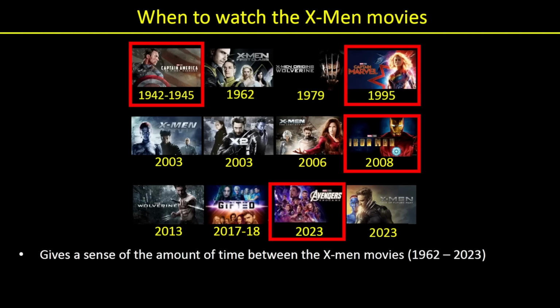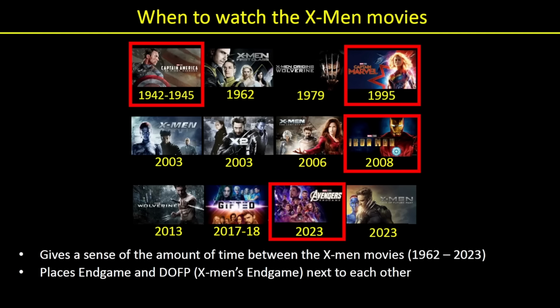First of all, it gives a sense of time between the X-Men movies. I mean, we go from 1962 all the way up to 2023. So by interspersing it like that, you really feel the time that's transpired. Also, I love having Endgame followed by Days of Future Past, which is essentially the X-Men's Endgame. What a good double billing, if you will, right? Watch Endgame and then watch Days of Future Past.